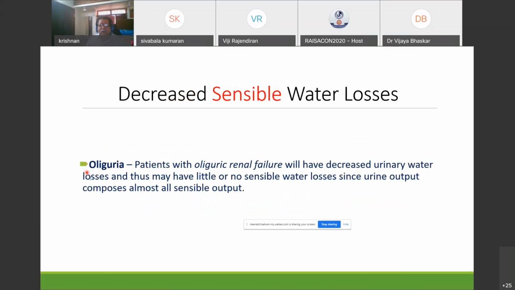Similarly, in a patient with oliguria, the kidney is not able to pass urine. So again, there is a decreased sensible water loss. So you will have to decrease the amount of maintenance fluid. So for maintenance fluid, normally we say 4:1 formula, but this has to be changed according to the patient's clinical conditions.